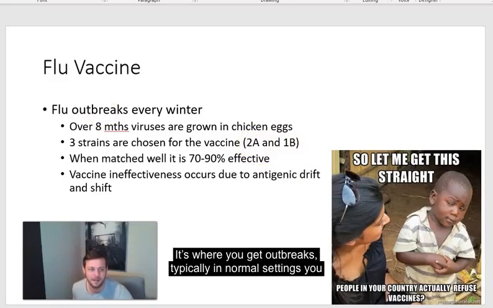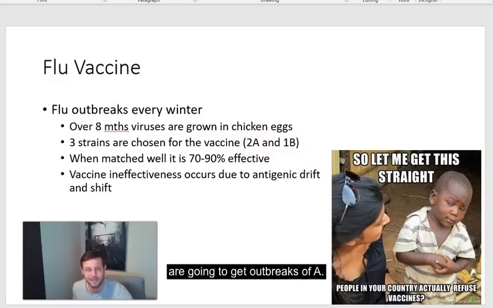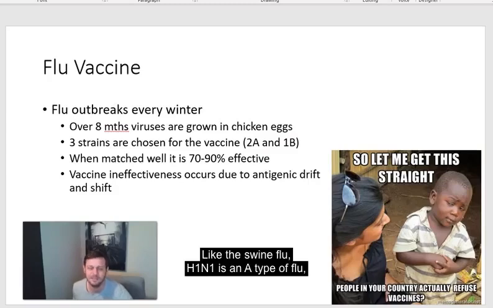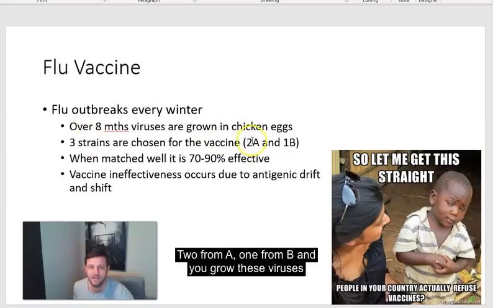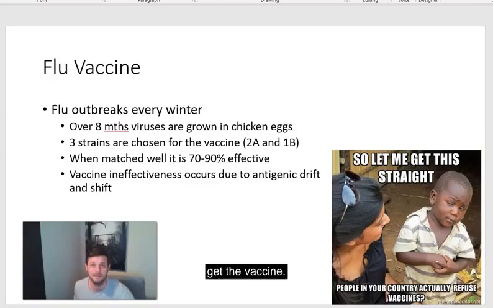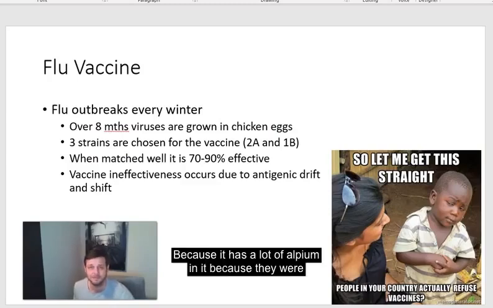Typically, in normal settings, you're going to get outbreaks of A. Like the swine flu, H1N1 is an A type of flu. The Spanish flu was an A type of flu. And so we use 3 strains, 2 from A, 1 from B, and you grow these viruses in chicken eggs. They grow really well in chicken eggs. That's why if you're allergic to eggs, you probably can't get the vaccine, right? Because it has a lot of albumin in it because they were grown in eggs.